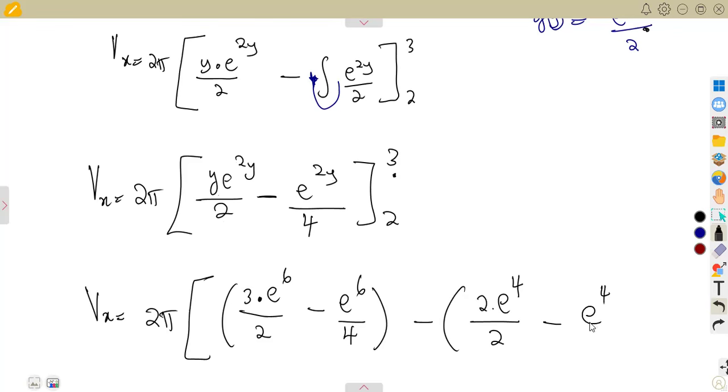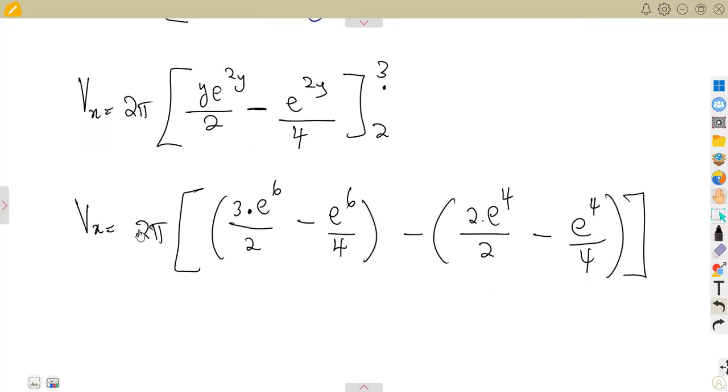So it's e to the exponent of 4 over a 4, like this. So this is what you're going to have at the end. So you've got the volume for x given by this part. You have to make sure that you substitute on your calculator properly.